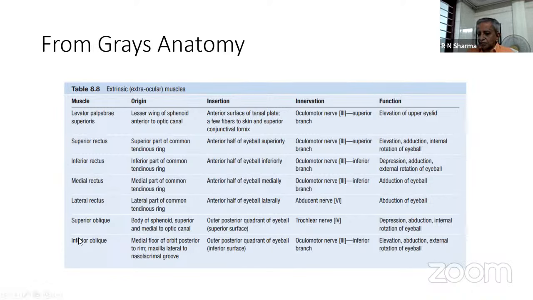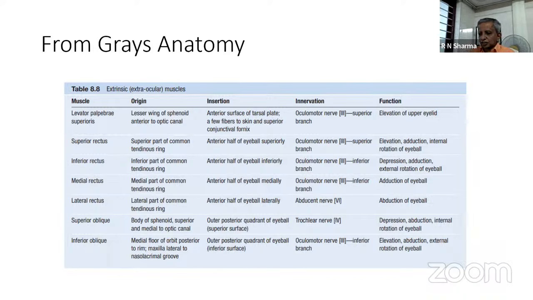Inferior oblique muscle has got a separate course. It doesn't start from the ligament of Zinn. It starts from the anterior part of the floor of the orbit, near the lacrimal bone. It runs backward and gets inserted into the posterior, inferior, outer quadrant.